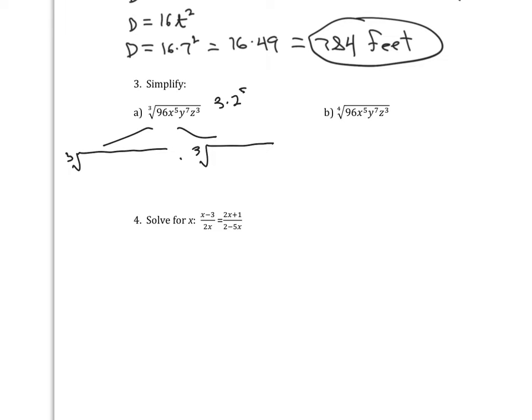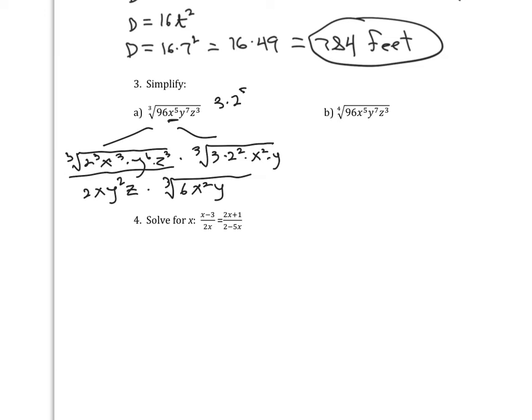So 3 is not a perfect cube, that goes here. 2 cubed is a perfect cube, so that goes here, which leaves us 2 squared. We look at our x, and we have x cubed as a perfect cube, which leaves us x squared. Y to the 7th, well, y to the 6th is a perfect cube, which leaves us y. And z cubed is a perfect cube, which leaves us 1, so we don't write that. And then we take the cube root of everything in this left radical, and that's going to give us 2xy squared z, and that's just multiplied by everything left over here, which is 6x squared y.